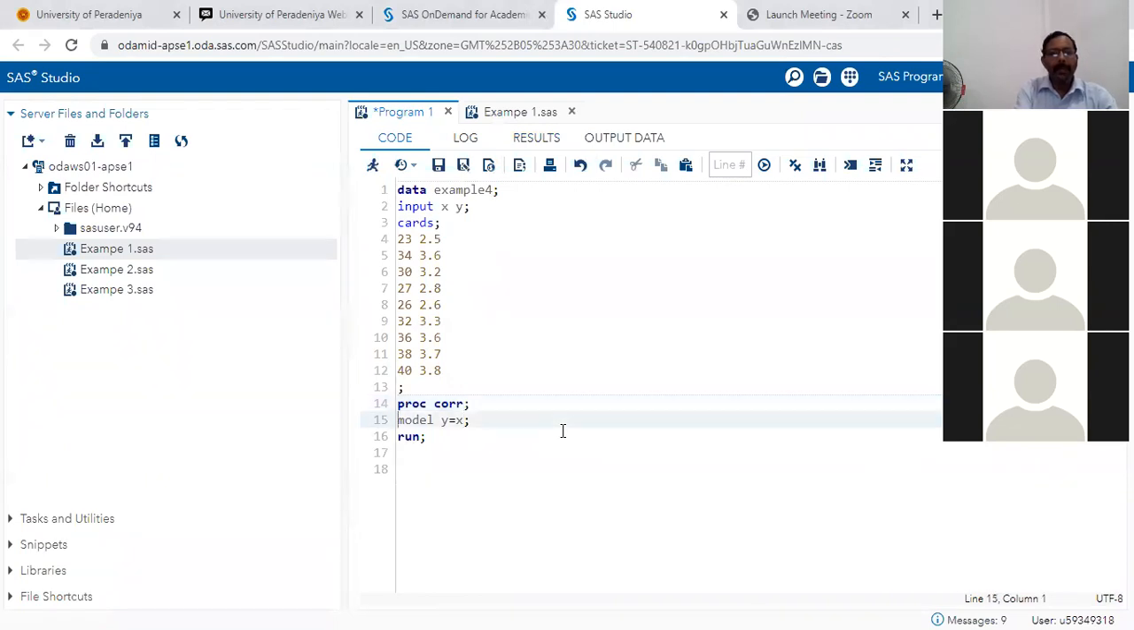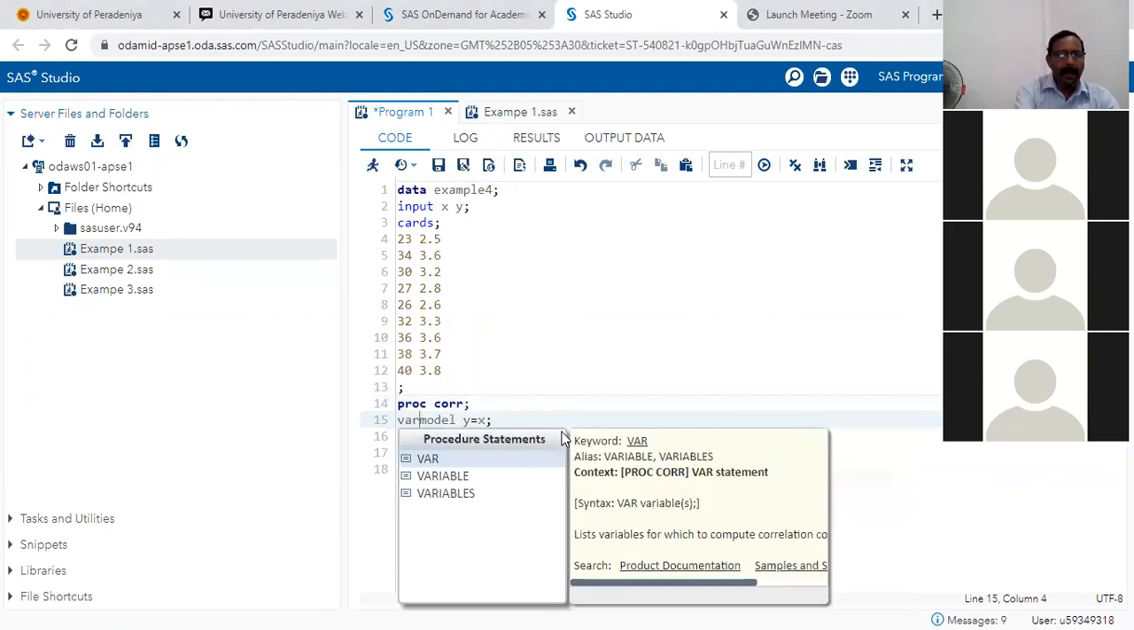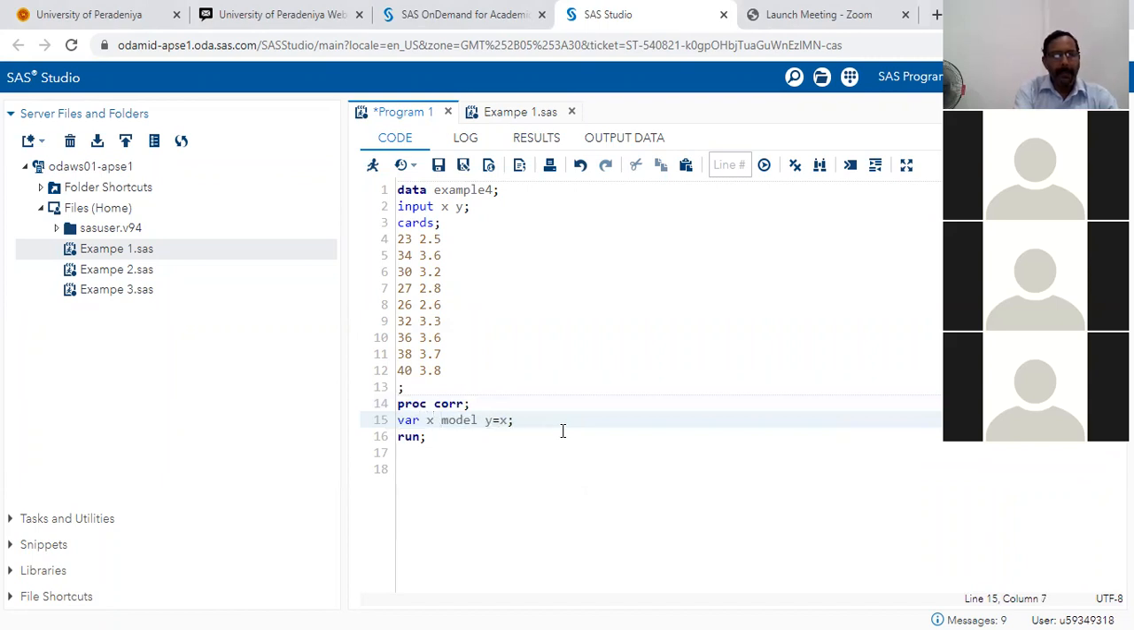Proc corr, variable X and Y. So this is how we give the command: proc corr. We don't need to write the full word, because SAS identifies even the first four letters, right? Proc corr, variable X and Y. Can you all see the slide?